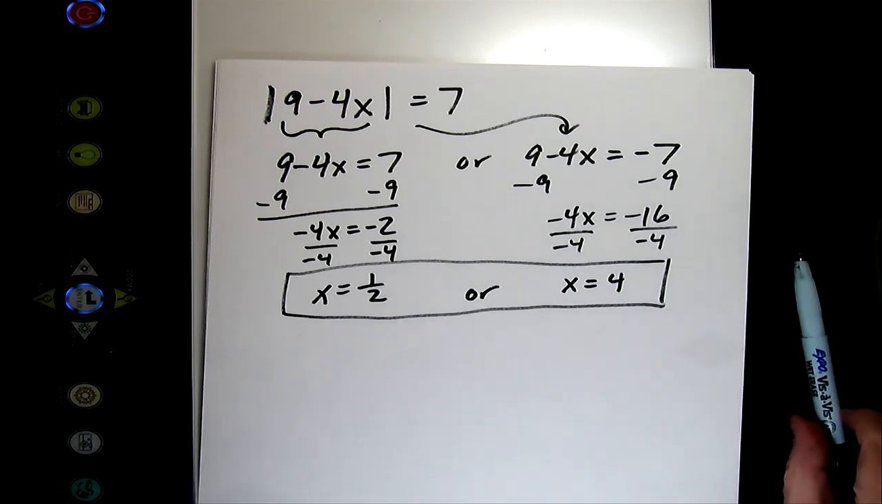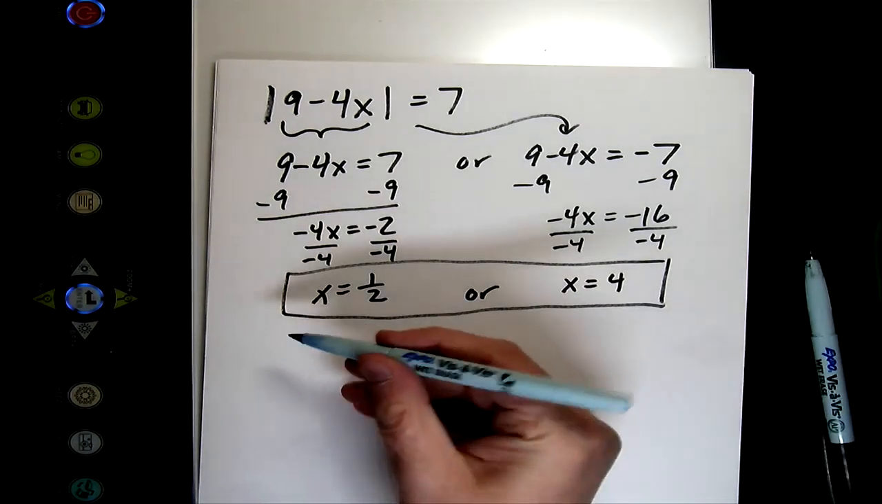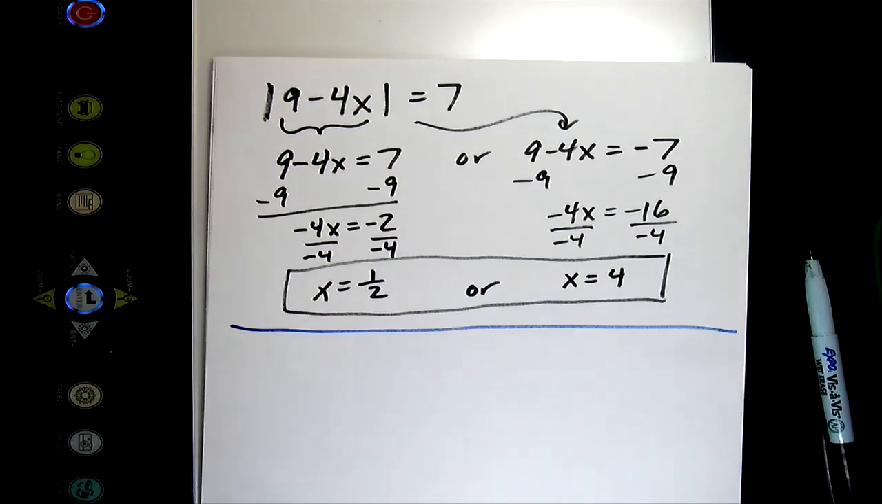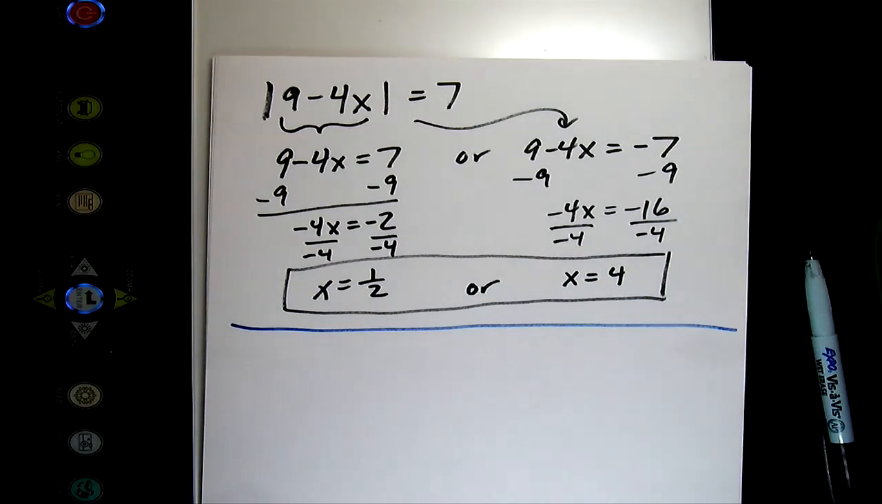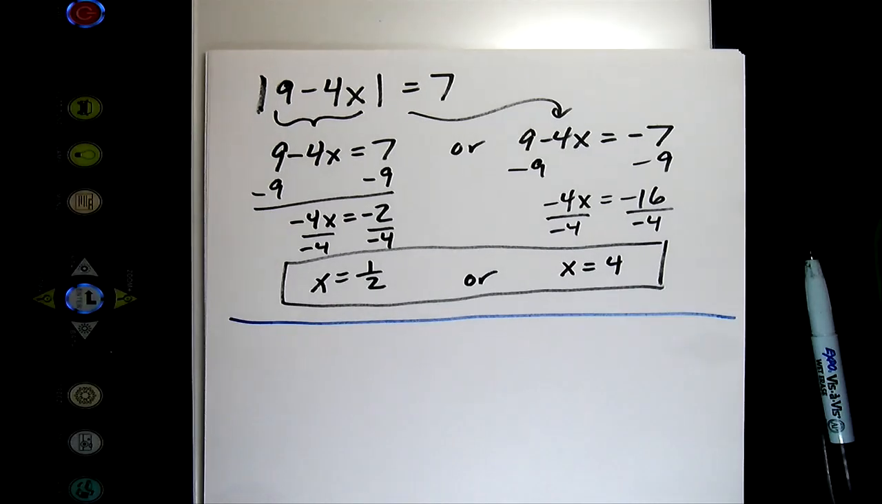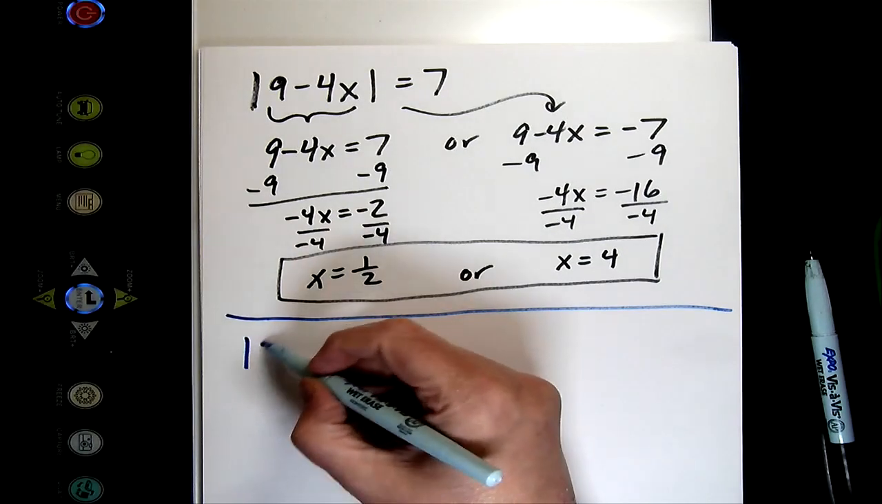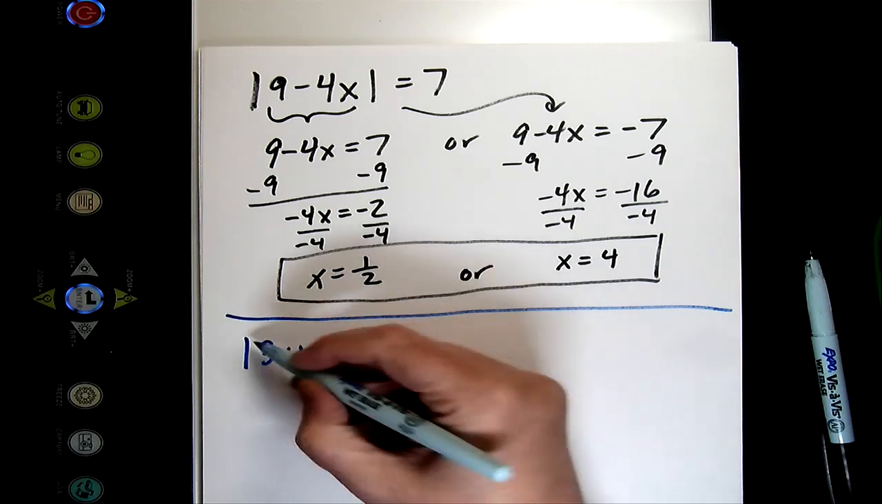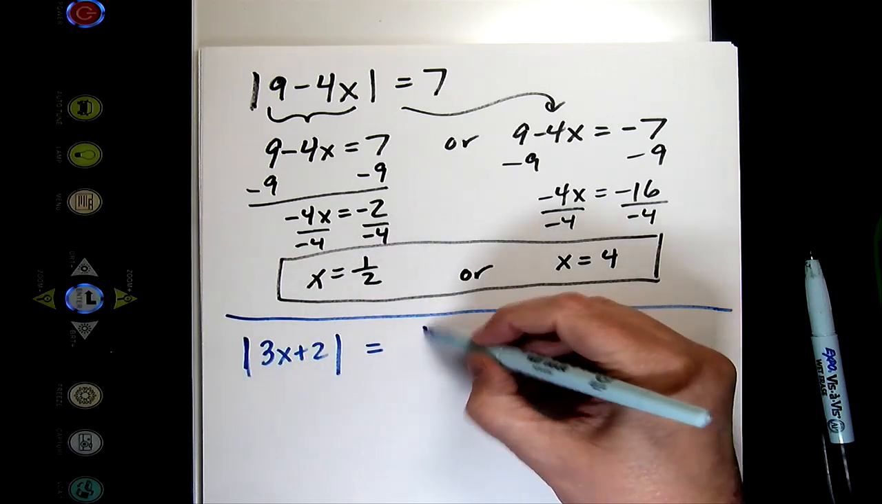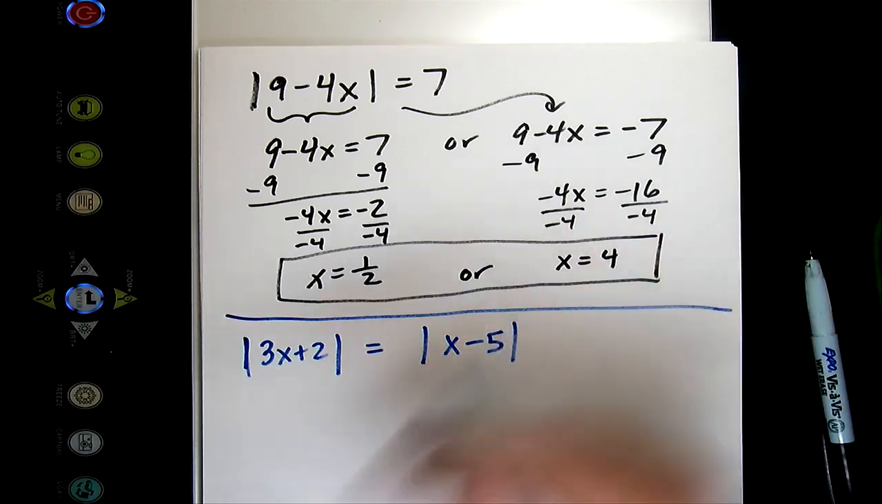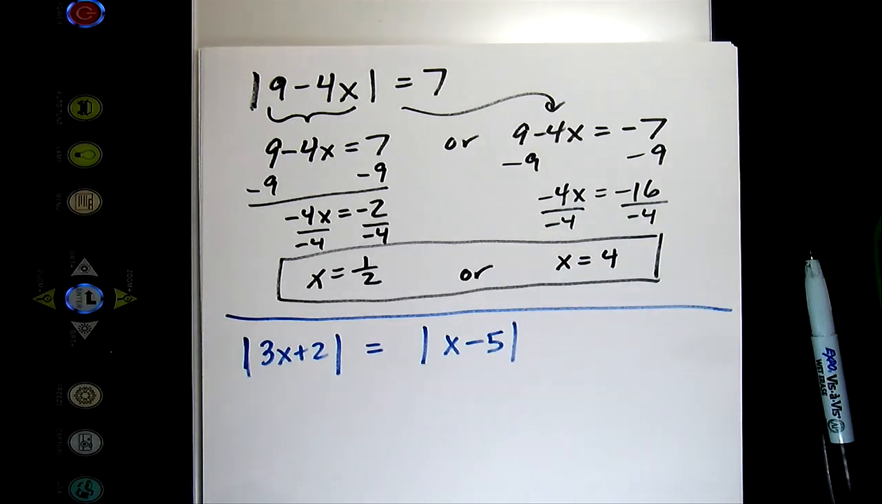So let's make it worse. How might you ask? How could I make an absolute value problem worse? I could have two absolute value problems in it. It looks worse. It is not. It's the same thing.